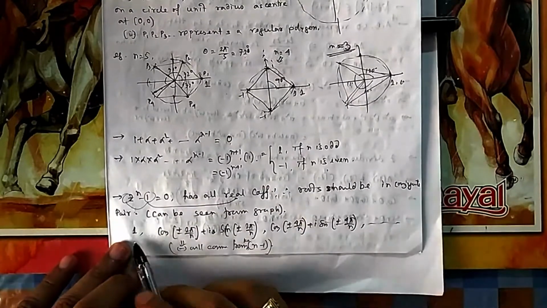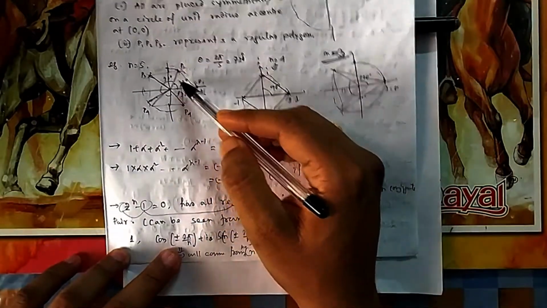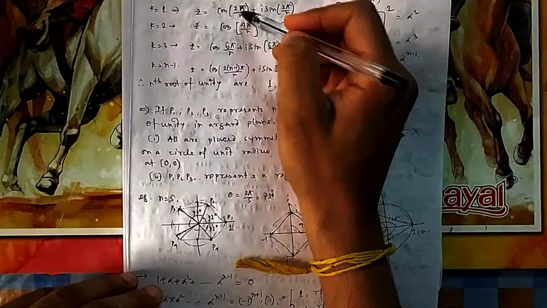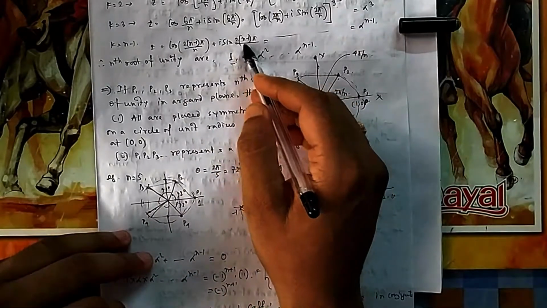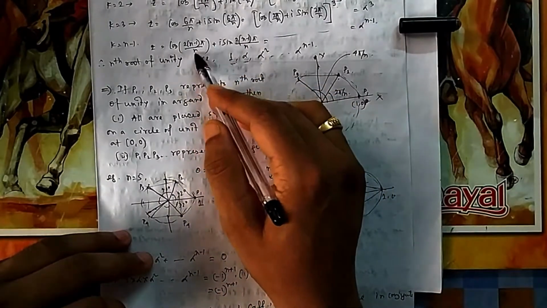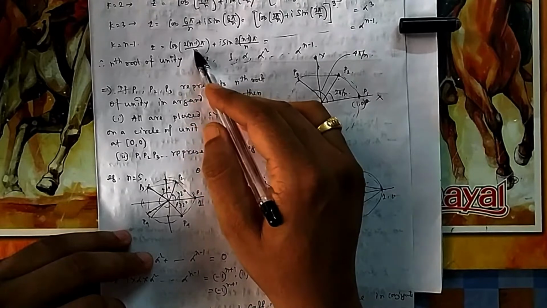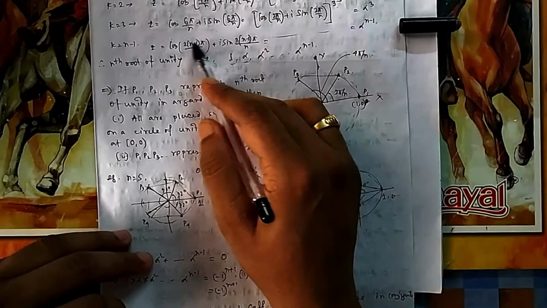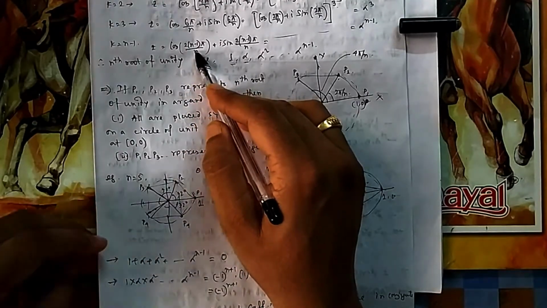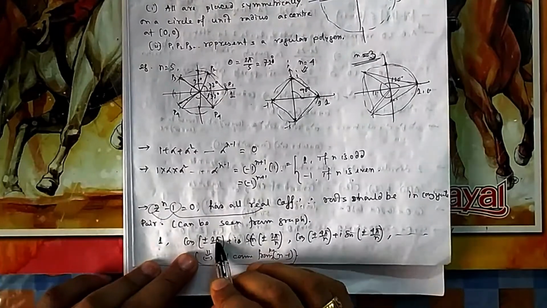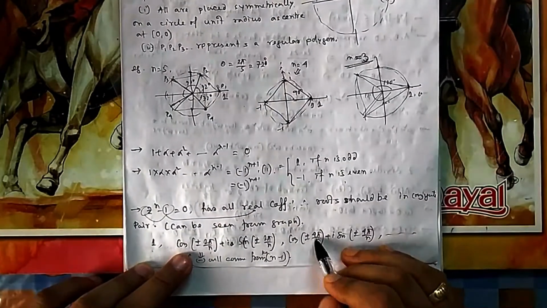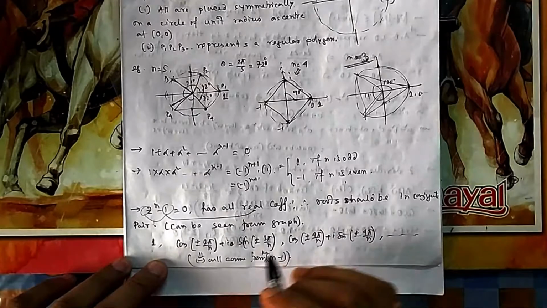So you can see if one root is this one, with 2 pi by n, you will get another one which is minus 2 pi by n. If you open it, 2 pi can be cancelled, and n and n will get cancelled. So one is 2 pi by n, and another one is minus 2 pi by n, that means on this side. So if one is plus 2 pi by n, then another one will be minus. If one is plus, then another one will be minus.